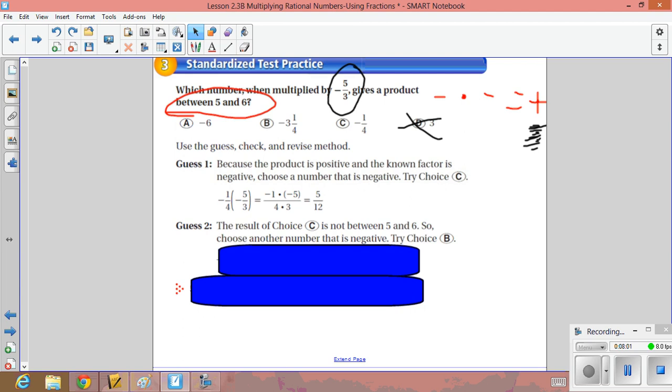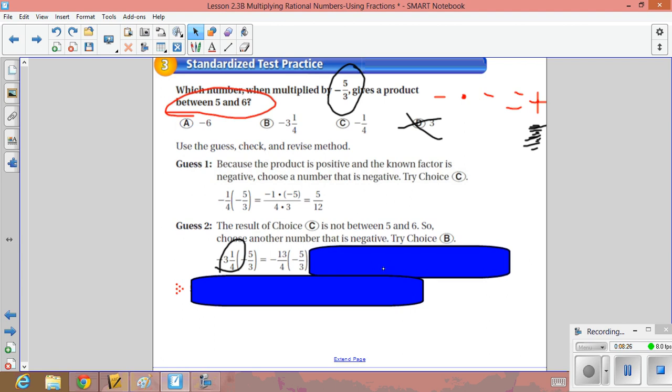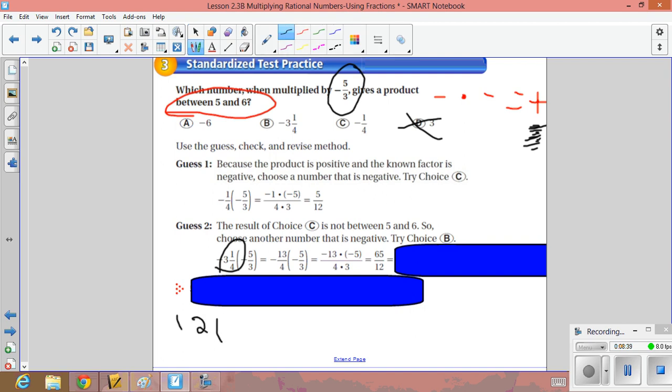So we tried choice C, and that's not between 5 and 6, so now let's go to choice B. If we try B, I get negative 3 1/4 times 5 over 3. If I make negative 3 1/4 into an improper fraction, I get negative 13 over 4 times 5 over 3. Rewrite it as 1 whole fraction, and I get negative 65 over 12, and then I have to reduce that. All right, we're going to need our 12 times tables.